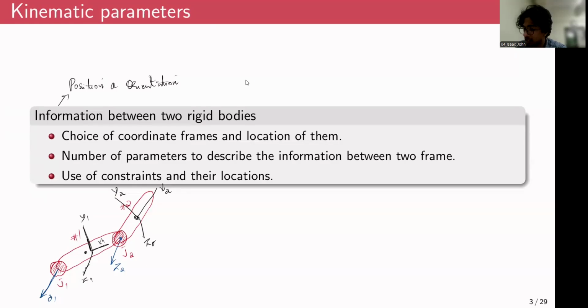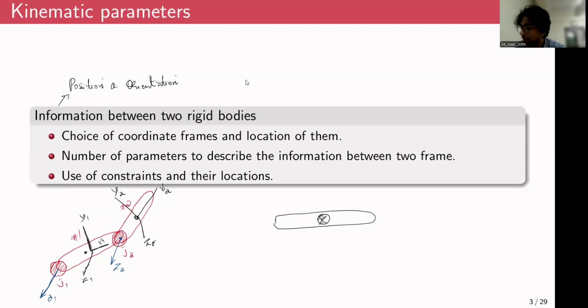So the first point says the choice of coordinate frames and the locations of them. So the choice of the coordinate frame and where we are fixing the coordinate frame on the rigid body also plays a part in the information that is transmitted between them. For example, if you have a rigid body like this, and for representation purposes, I'll depict this portion to be the center of mass.